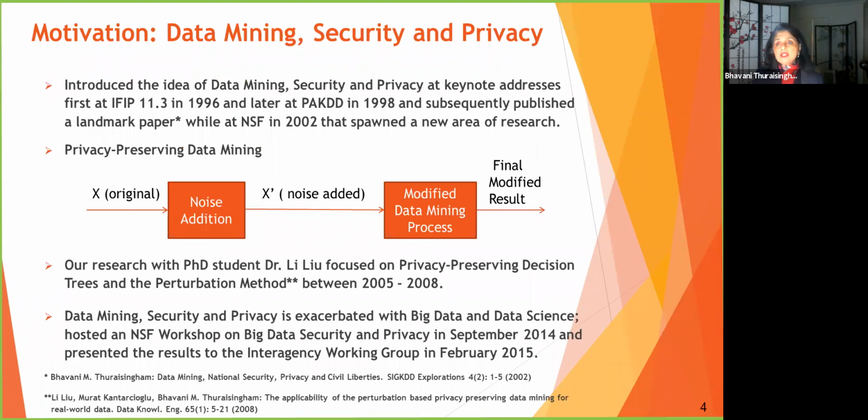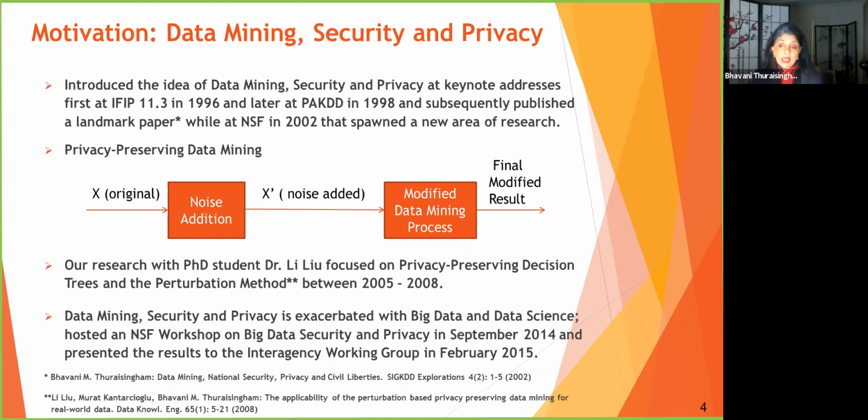So I'm going to give you a bit of a motivation, okay? Data mining, security, and privacy. So I introduced the idea of the privacy violations that could occur due to data mining. So back in 1996, there were people looking at data mining for cybersecurity applications. I presented a keynote address at the IFIP 11.3 in 1996 in Como, Italy. And then I talked about all the privacy violations. We put lots of data together and mine and dig and extract those nuggets, which could be highly sensitive.